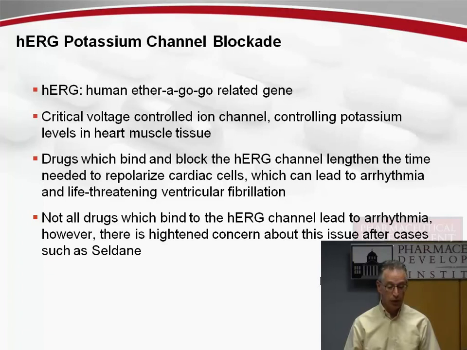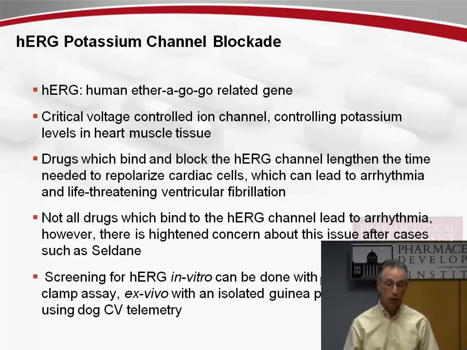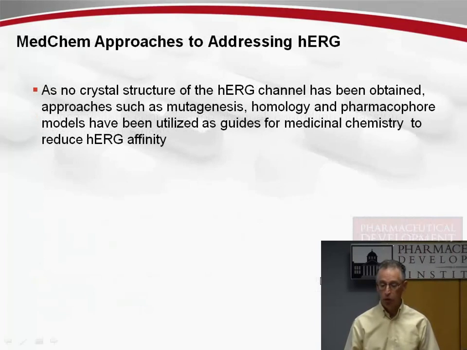Screening for hERG issues can be done in vitro with a whole cell patch assay on cardiomyocytes. It can be done ex vivo on isolated guinea pig hearts, the Langendorff assay, or in vivo using dog cardiovascular telemetry. As no crystal structure of the hERG channel has been obtained, approaches such as mutagenesis, homology, and pharmacophore models have been used as guides for medicinal chemistry to reduce hERG affinity. And some general rules of thumb have been developed to try to reduce hERG affinity.